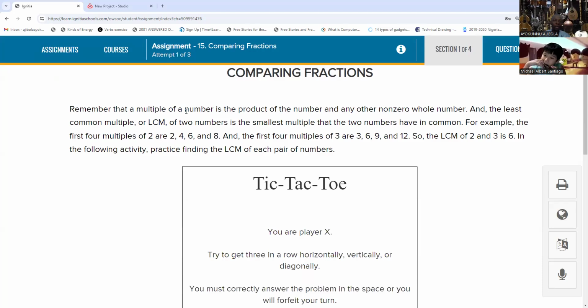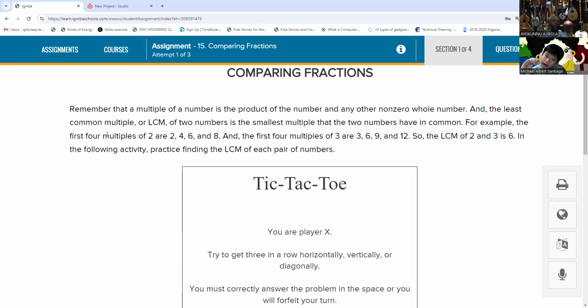So this one says, remember that the multiple of a number is the product of a number and any non-zero whole number. And the least common multiple, or LCM, of two numbers is the smallest multiple that the two numbers have in common. We looked at that yesterday, right?